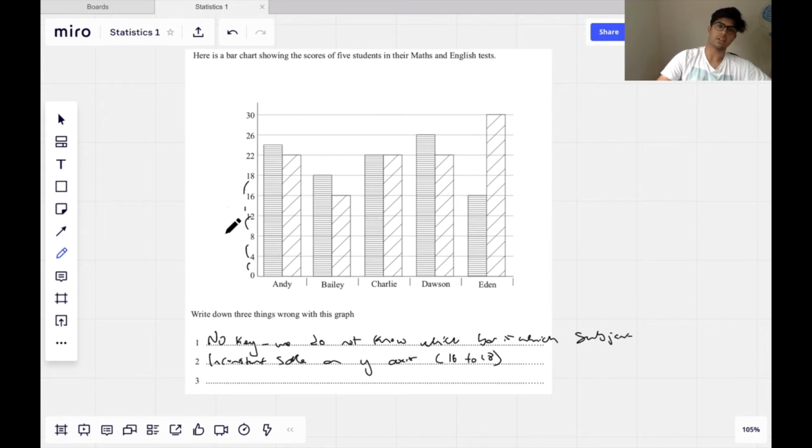And the final thing to note is that there's nothing on the y-axis, so no label on y-axis. You'd want to say score, maybe. And if they were being really helpful, they might say what the score was out of.